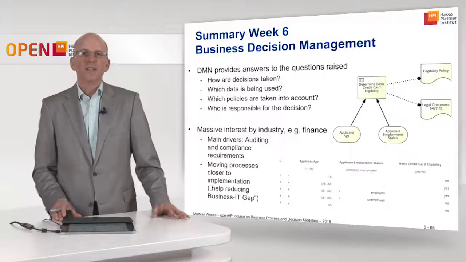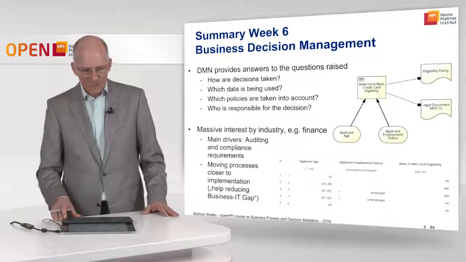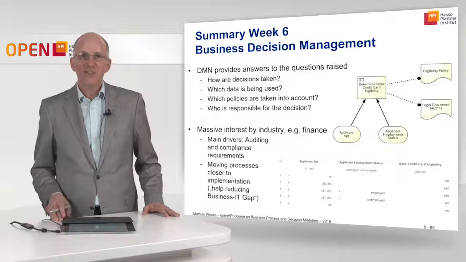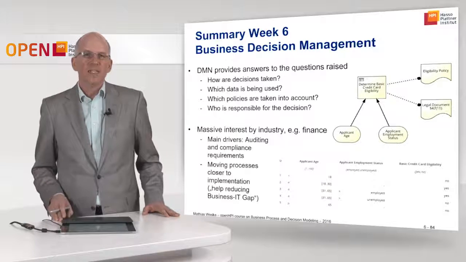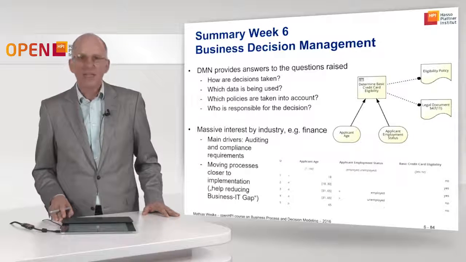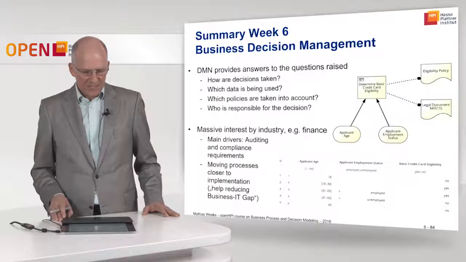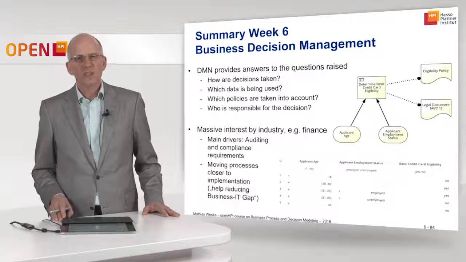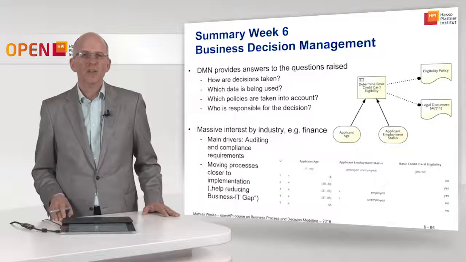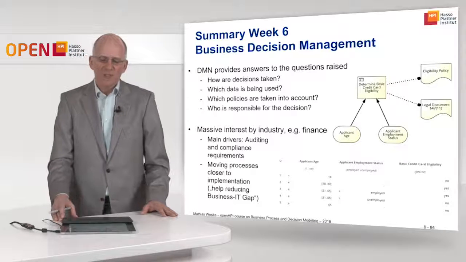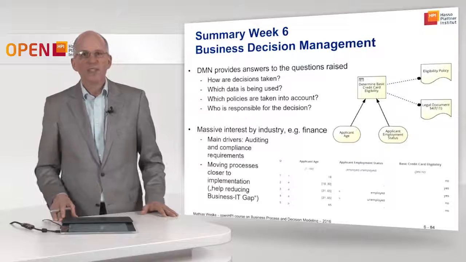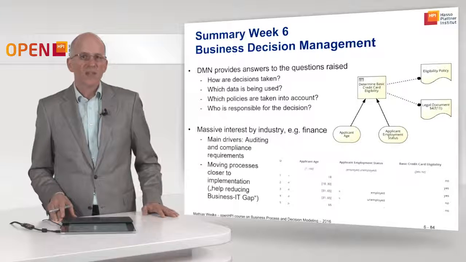This brings us to the summary of week 6, in which we discussed business decision management. I think we've shown quite nicely that DMN provides answers to the questions that we raised in one of the first video clips in these weeks. If you remember, we raised questions like: how are decisions actually taken? Which data is being used? Which policies are taken into account? And who is responsible for the decision? We can use decision requirements diagrams, and we can also use decision tables to answer these questions.